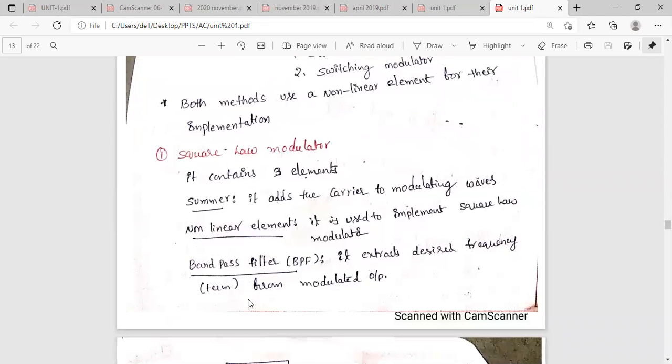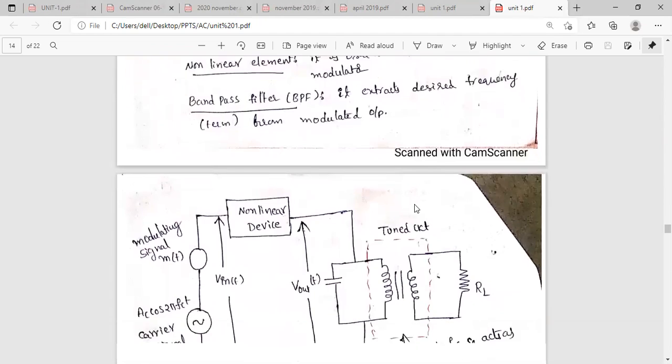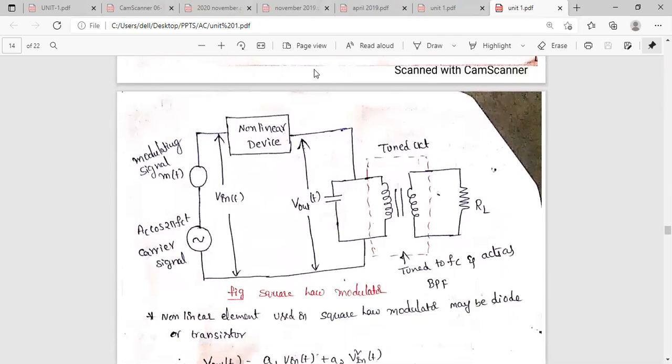Band pass filter, we know, allows a particular band of frequencies. In this band of frequencies, the center frequency will be the carrier frequency, so it allows frequencies around the carrier. The nonlinear element is used to implement the square law modulator. And the summer adds the carrier signal to the modulating wave. So this is the circuitry of the square law modulator.